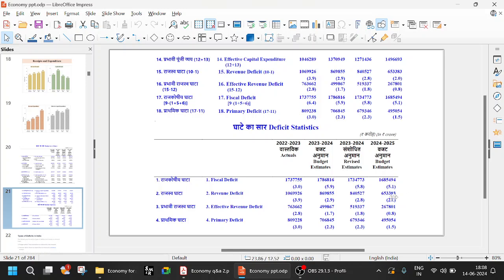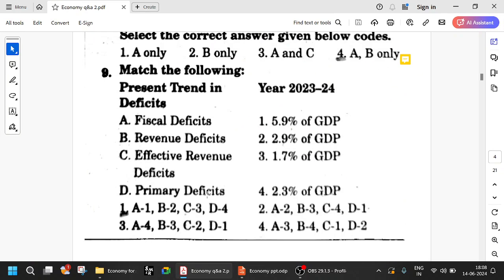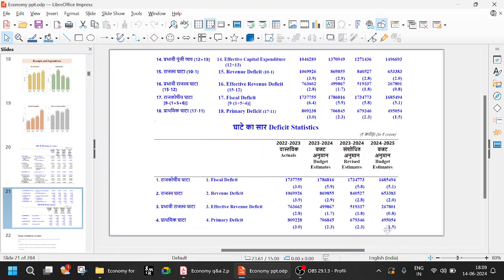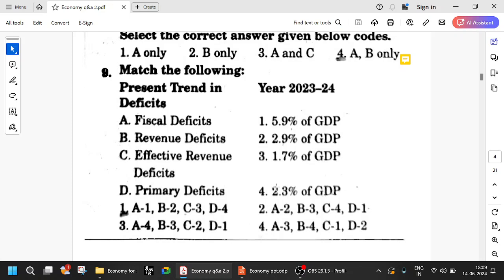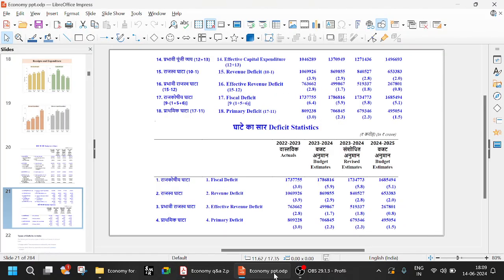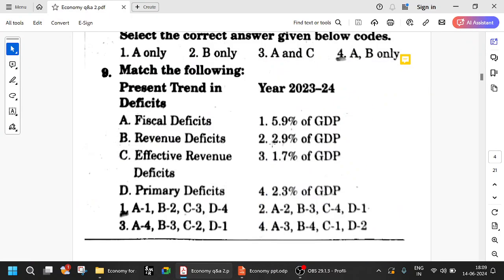Okay. So it was 5.9. Revenue deficit is 6.5 lakh crore, which is 2.0. From 2.9 it has come down to 2.0. Effective revenue deficit from 1.7 has become 0.8, which is a good thing. And 2.3 has become 1.5. These things you have to remember: 5.1, 2.0, 0.8, 1.5. So fiscal deficit 5.9 became 5.1, revenue deficit 2.9 became 2.0, effective revenue deficit 1.7 became 0.8, primary deficit 2.3 became 1.5. Remember all these things.